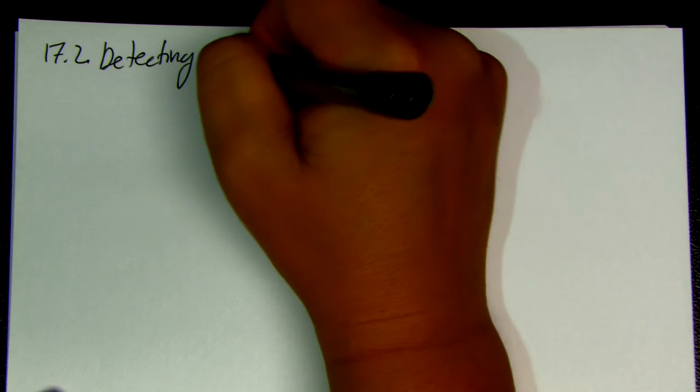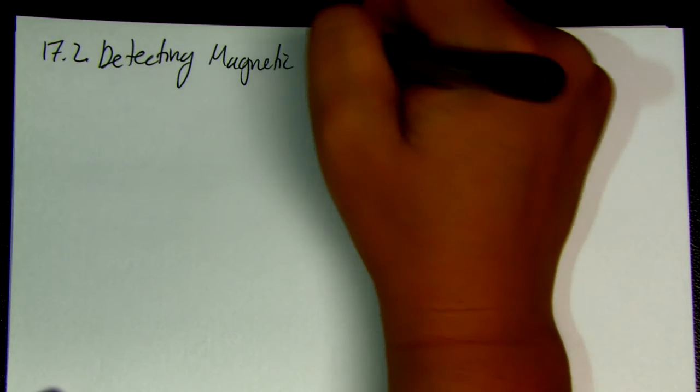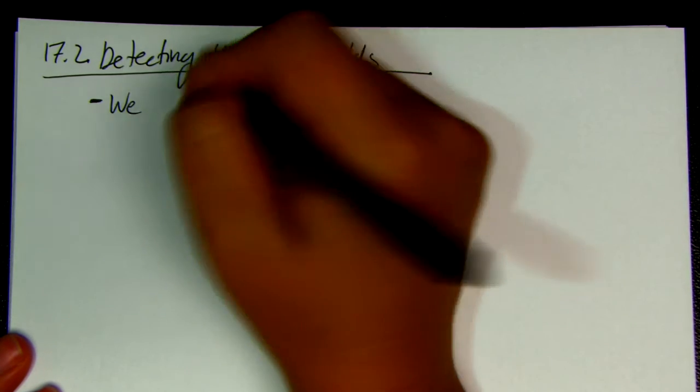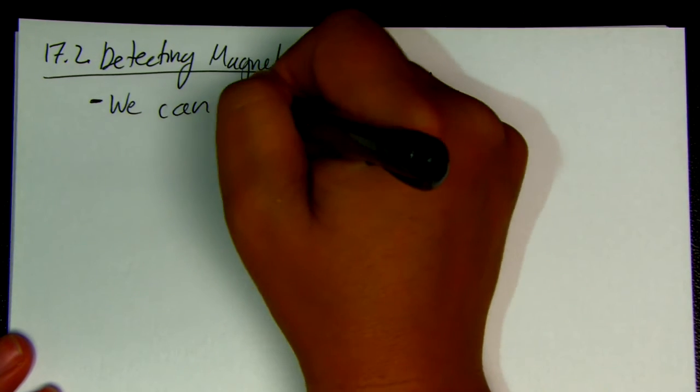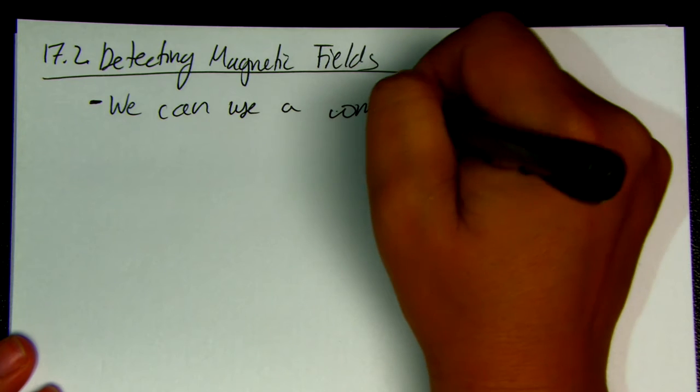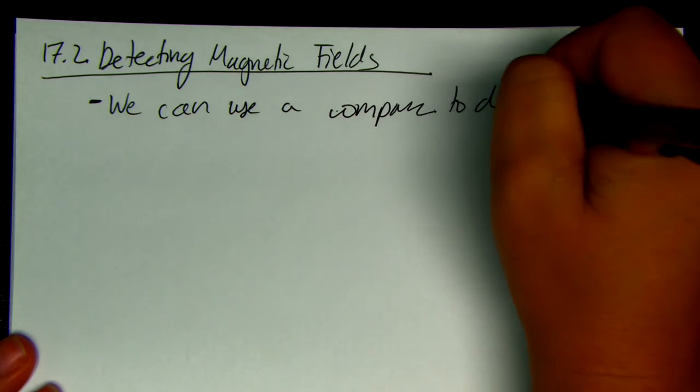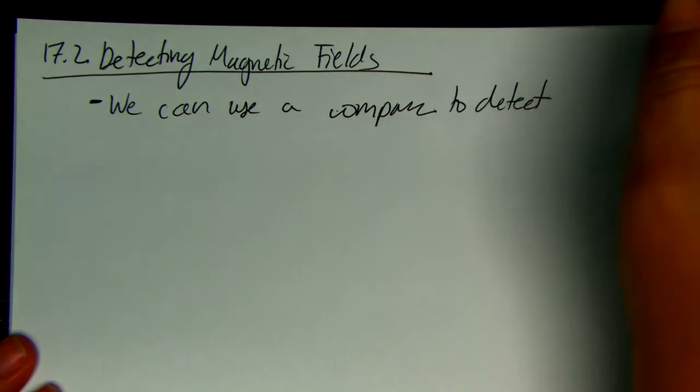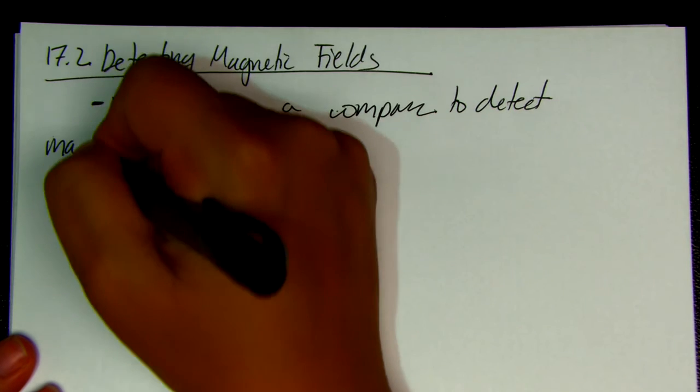Okay, so let's talk about how we detect these magnetic fields. And again, you've already done this in lab, so this is going to be a nice review. So typically, we can use a compass to detect magnetic fields. I mean, we've been using compasses for millennia.